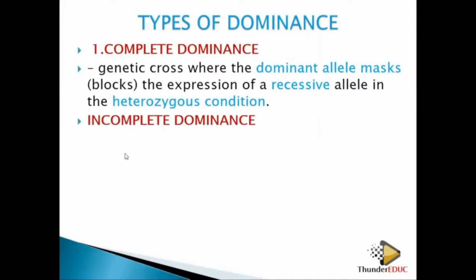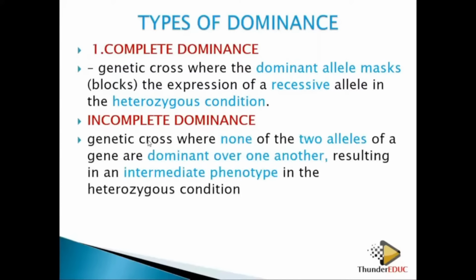So you have what you call the incomplete. When you talk about incomplete, it means that yes, the dominance is there, but it is incomplete. So it means that one brings 50 and then another one brings also 50. So you're saying that it's a genetic cross where none of the alleles is dominant over the other. Neither of the alleles is dominant over the other. It means that they have equal powers.